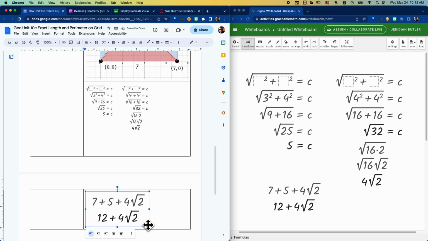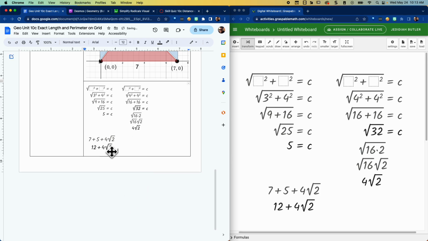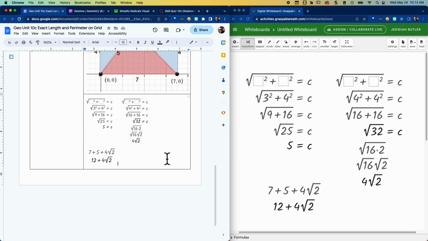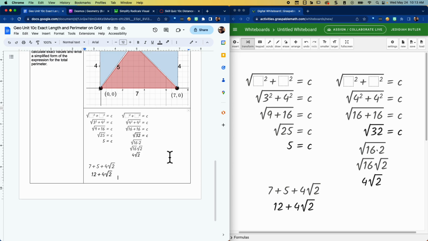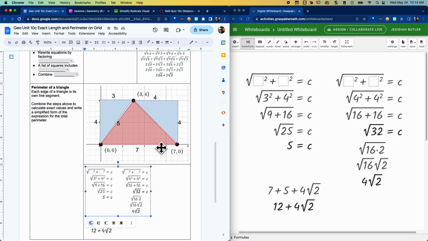And when you're looking at this on a skill quiz, this is the answer that we're going to be looking for. In fact, it's going to already give you the square root of 2 piece, and you just have to figure out what the other two numbers are. So the square root of 2 gives you a little bit of a clue as to how you're going to rewrite some of the pieces.